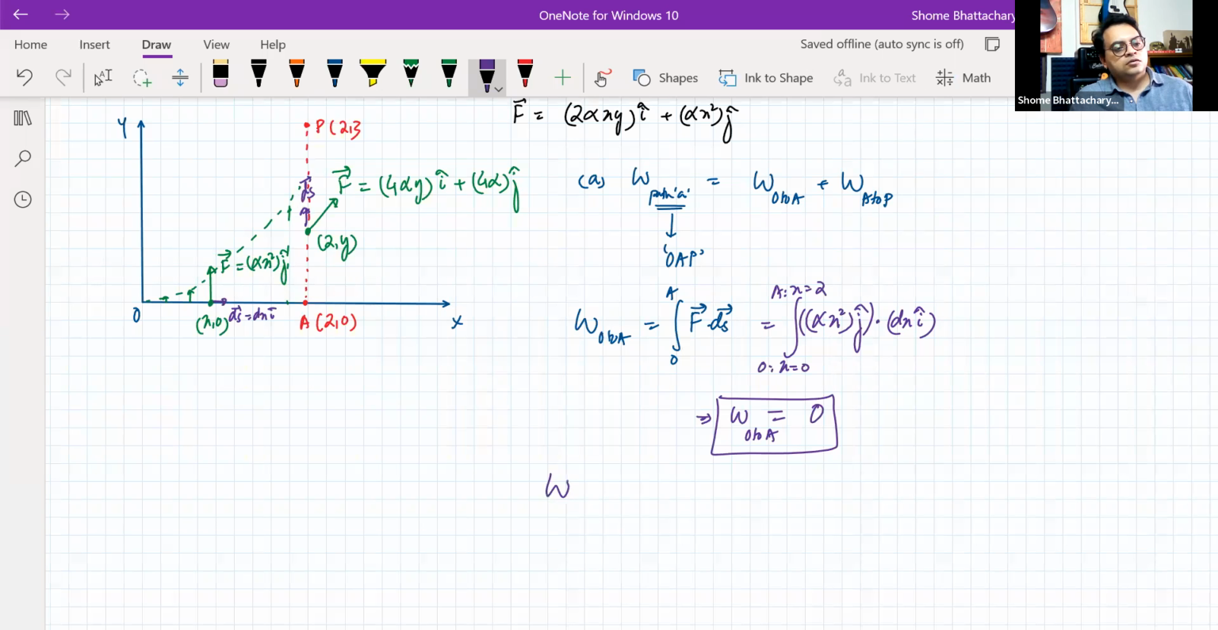So for A to P, when we calculate F dot ds, you're looking at a force which has a variable x component and a constant y component.